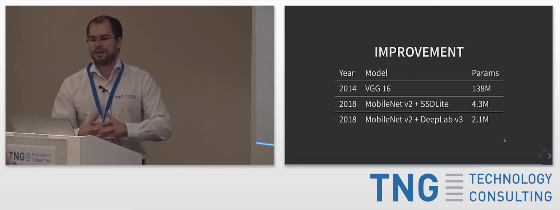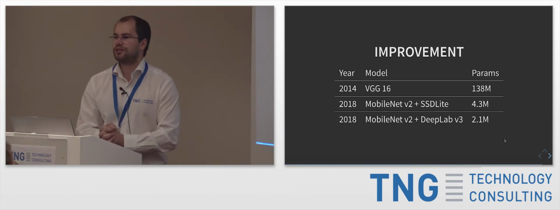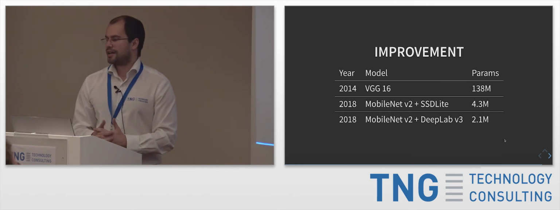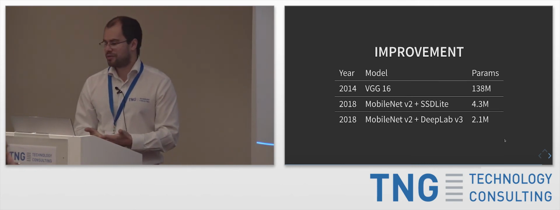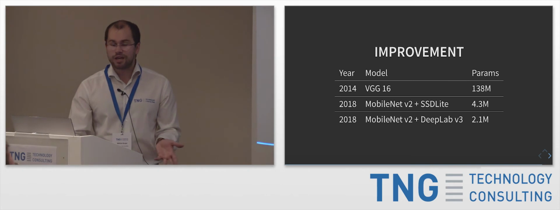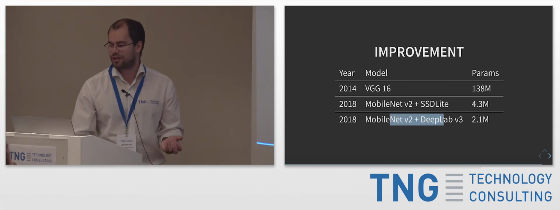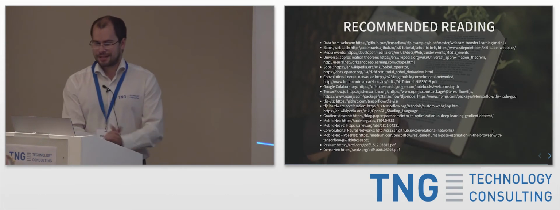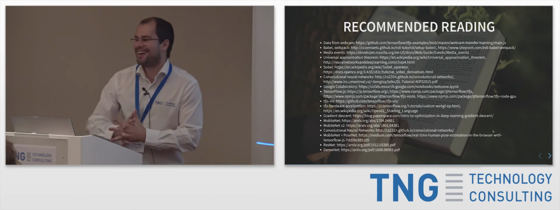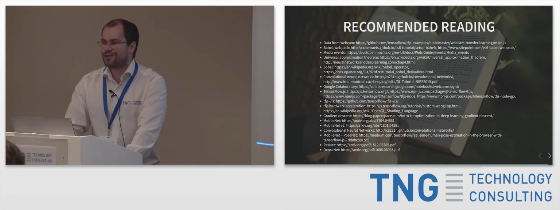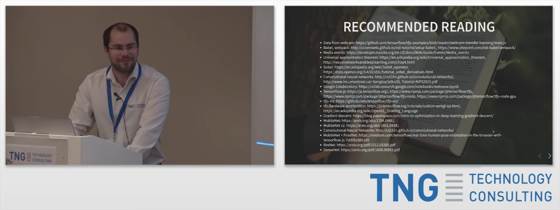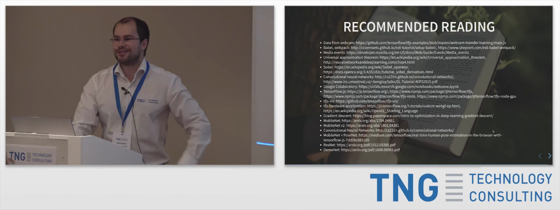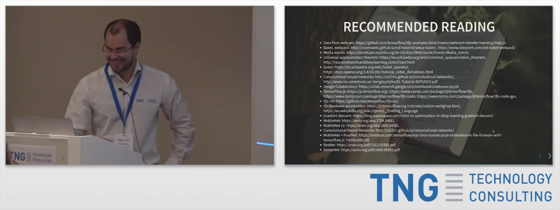Okay, so let's sum the improvement up a bit. In 2014, the VGG model had around 140 million parameters, and now some segmentation model, which can already produce pixel masks, has only 2.1 million parameters. I would say this is a great improvement. If you want to check if I told you something wrong, you may correct me, you may write me an email, and you can use those sources for this.